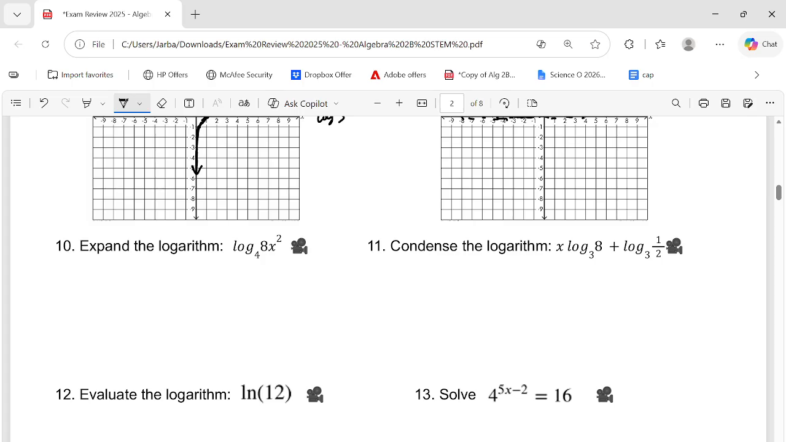Alright, number 10, we want to expand the logarithm. Okay, so log base 4 of 8x squared. Now, remember, when you have a logarithm and you're multiplying on the inside, you can split it up and add on the outside. So this is going to be the same thing as log base 4 of 8 plus the log base 4 of x squared.